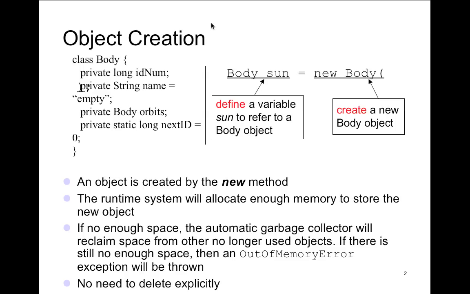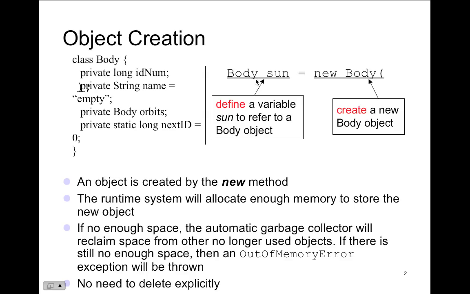So object creation, here we have the class Body. This is a semicolon that got word wrapped, I think, down here. I see the class is called Body. There are 2 data members in here. We have a private long, which is a data type, idNumber. Private String name, which can be equal to empty. Then we have a private Body orbits, and then we have a private static long, which is the same example we saw before. So it's a pretty basic class.